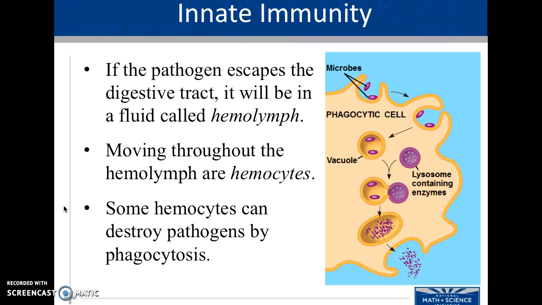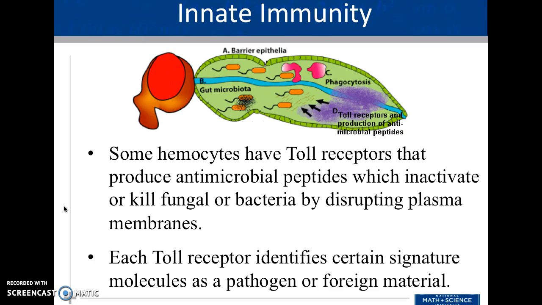In an invertebrate, they also have innate immunity. If a pathogen escapes the digestive tract, so it gets through the membrane, it will be in a fluid called hemolymph. Moving throughout this hemolymph, this fluid around the digestive system, are cells we call hemocytes, which destroy the pathogen and then eat it through a process called phagocytosis, and they'll digest it and get rid of the waste. Some hemocytes have toll receptors that produce antimicrobial peptides, which inactivate or kill fungi or bacteria by disrupting the plasma membranes.